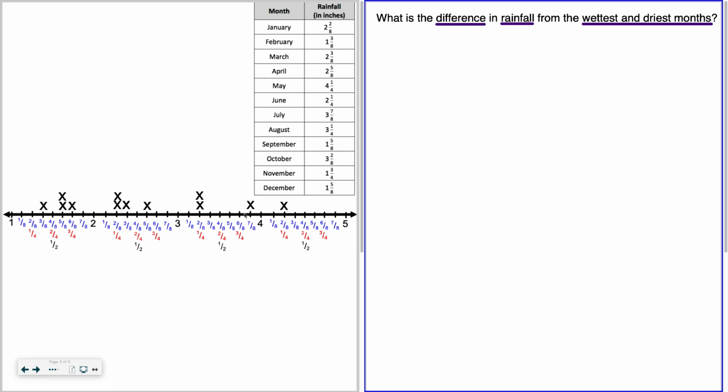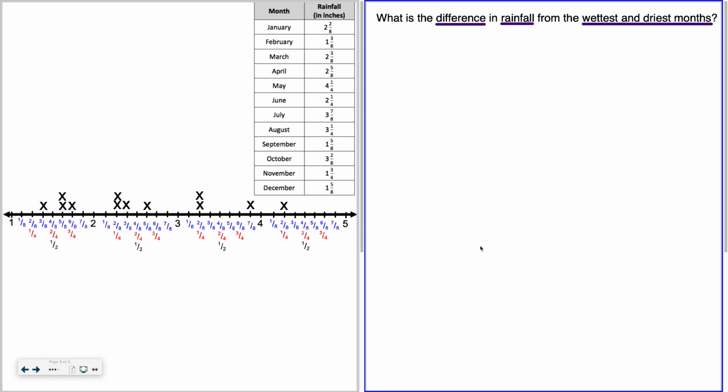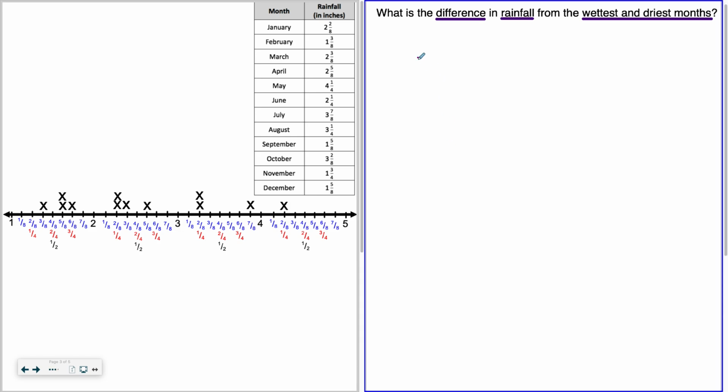So that's why this line plot is helpful, because I don't have to look for the smallest and largest number going through all these numbers. I can see here that 4 2/8 is the greatest amount of rainfall, 4 2/8 inches, and 1 3/8 is the least amount of rainfall. So that is what I'm going to be subtracting. So let me go ahead and write this equation. 4 2/8 minus 1 3/8.